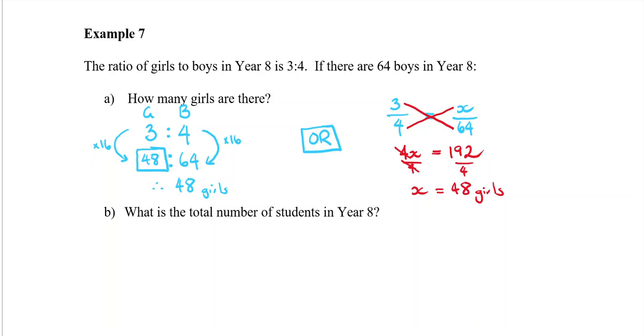Part B, what is the total number of students in Year 8? Now, Year 8 has both boys and girls in it, so if I now know that there were 64 boys and we found out that there were 48 girls, we add those together to be a total of 112 students in Year 8.